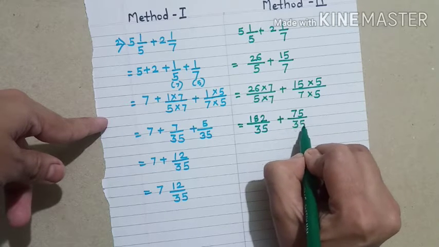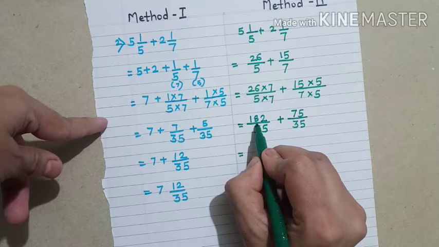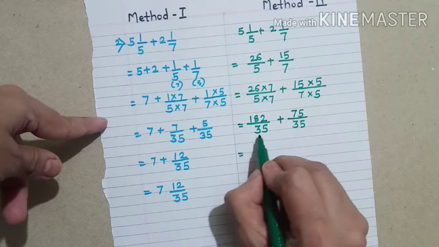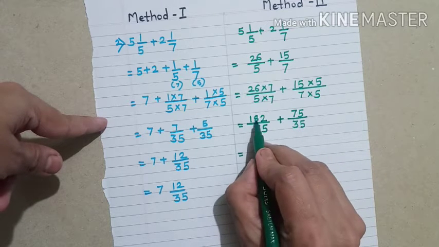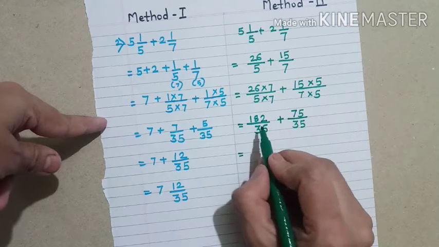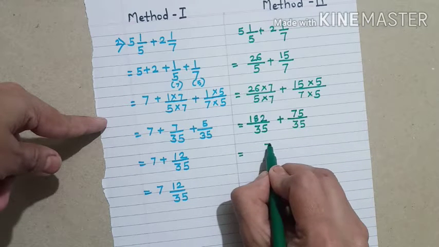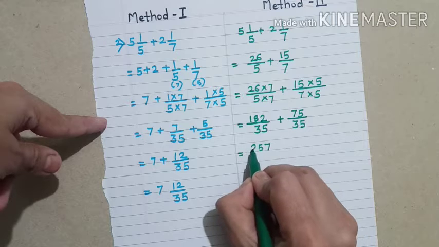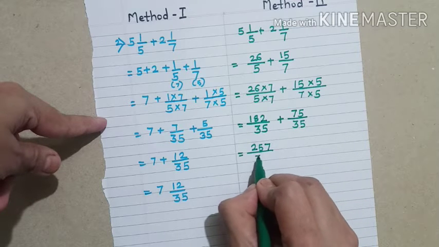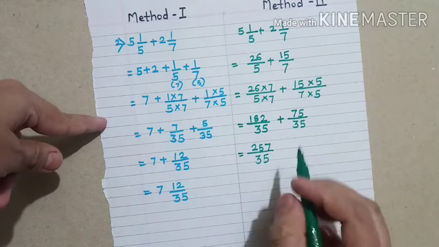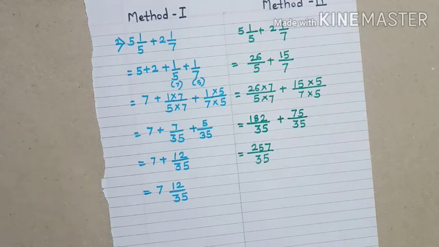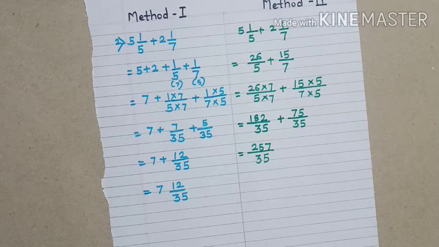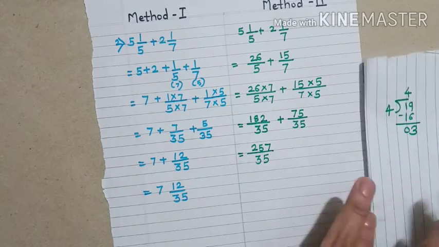75 and 35. Now we are going to add. Now look here, these are like fractions. So we can add these two fractions. So the answer is 257 upon 35. Now again this is an improper fraction. So we have to convert it into a mixed number.